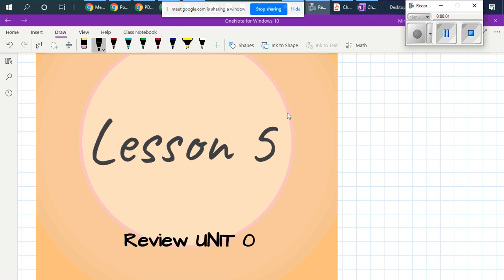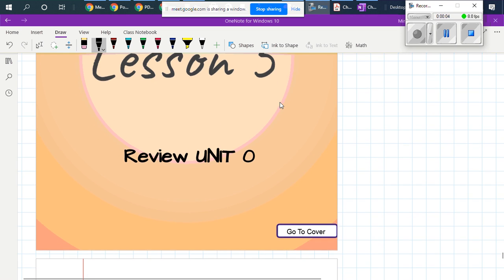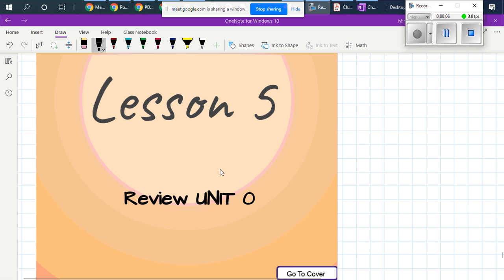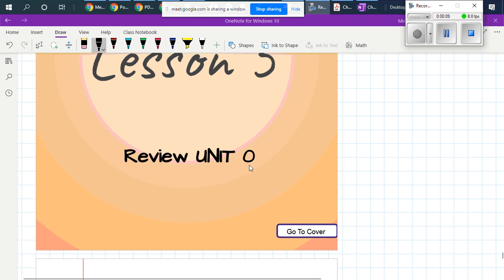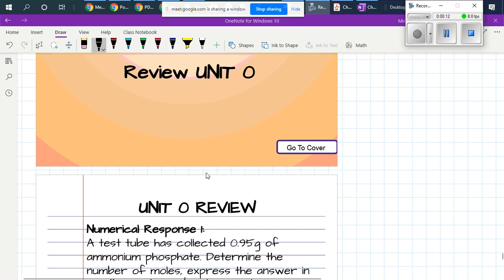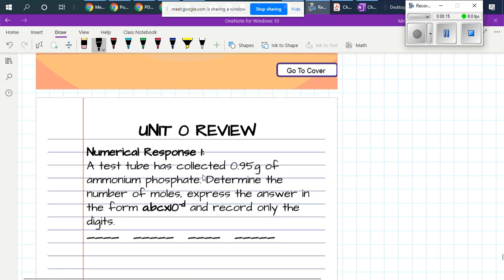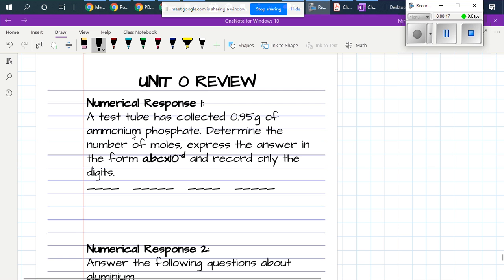Lesson. Today we'll finish up with lesson 5, which is the review for unit 0 basics, the review of Science 10. What we have here is numerical response number 1. A test tube has collected 0.95 grams of ammonium phosphate. Determine the number of moles, expressed in the form A.BC times 10 to the power of negative D.